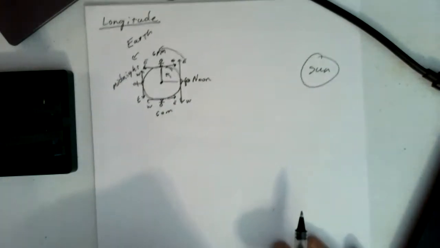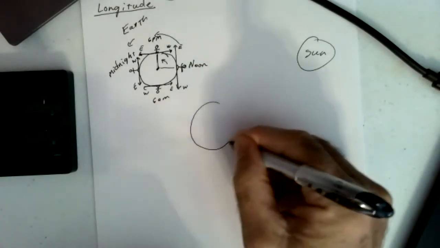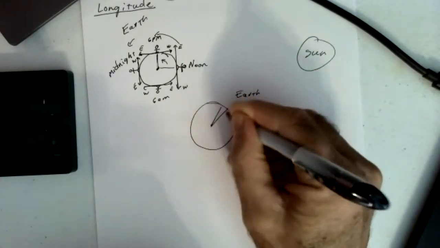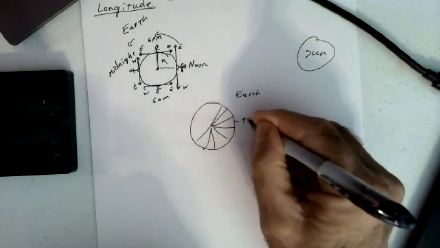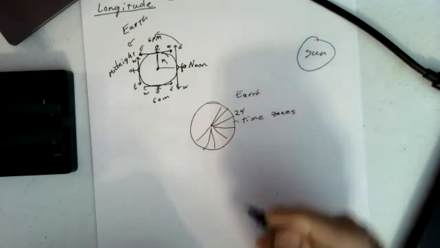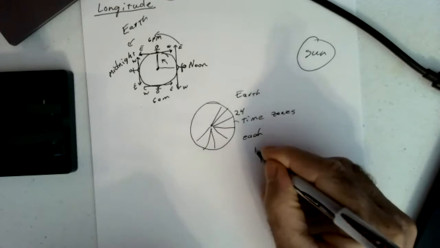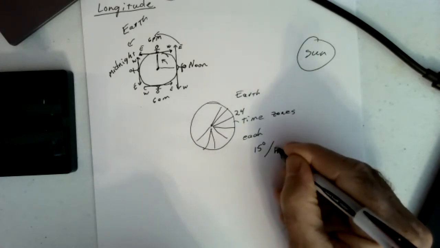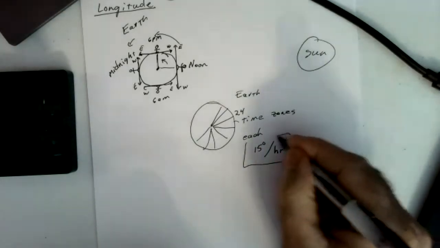All right. So the biggest thing about doing longitude problems is you have to remember that we take the whole Earth and it's split into time zones. And there are actually 24 time zones around the Earth. Each of them has 15 degrees of longitude per hour. So just memorize that number.